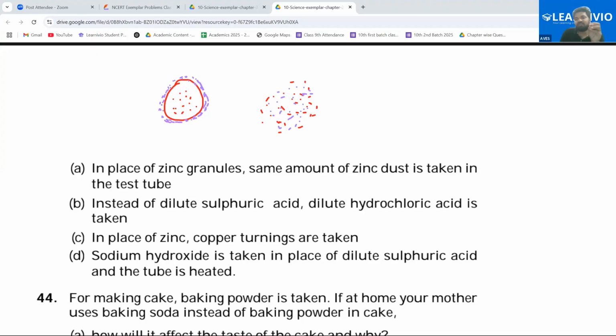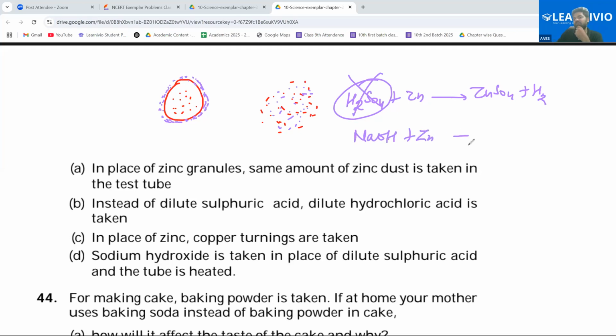So you remove the acid and add zinc and NaOH. Dilute sulfuric acid is removed, and sodium hydroxide, NaOH, is taken in place of it. Initially, this reaction was taking place: H2SO4 plus Zn, giving you ZnSO4 plus H2. Now this has been removed and you take NaOH and zinc. Will the hydrogen gas be produced?